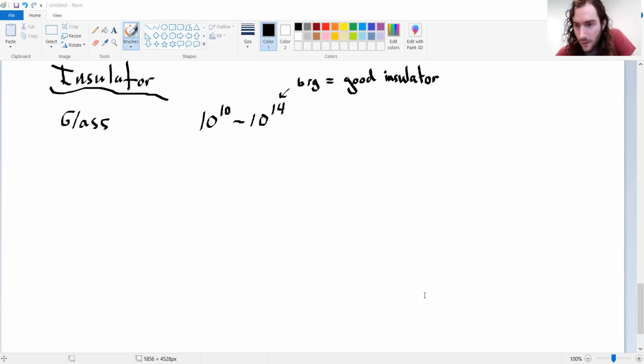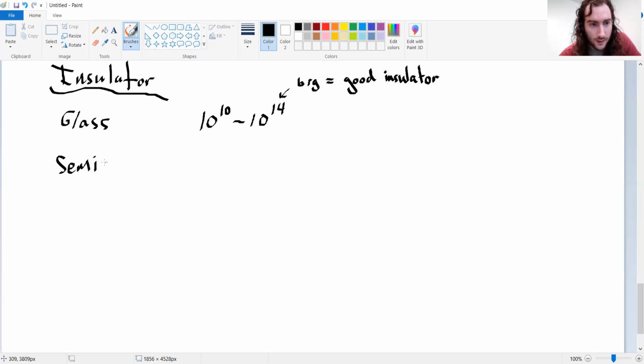I'll just read off a couple other ones. Quartz, 75 times 10 to the 16. Amber. Amber is the gemstone that the Greeks first discovered static electricity with. Amber, 5 times 10 to the 14. Teflon, they give 10 to the 13 here, and they say it's bigger than that. Wood, 10 to the 8 to 10 to the 11, depending on the type of wood. Okay, how about pure carbon, aka graphite?